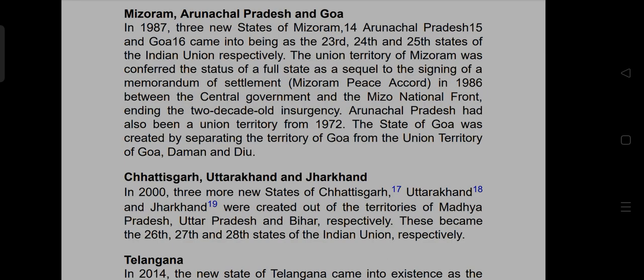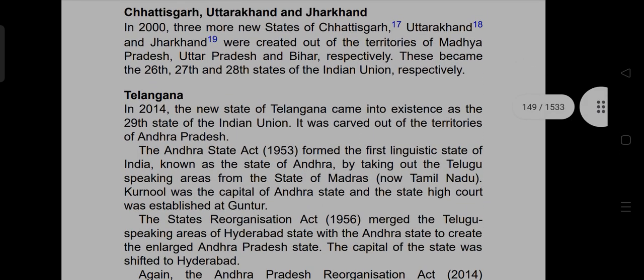Arunachal Pradesh had also been a union territory from 1972. The state of Goa was created by separating the territory of Goa from the Union Territory of Goa, Daman and Diu. Chhattisgarh, Uttarakhand, and Jharkhand. In 2000, three new states of Chhattisgarh, Uttarakhand, and Jharkhand were created out of the territories of Madhya Pradesh, Uttar Pradesh, and Bihar, respectively. These became the 26th, 27th, and 28th states of the Indian Union, respectively.